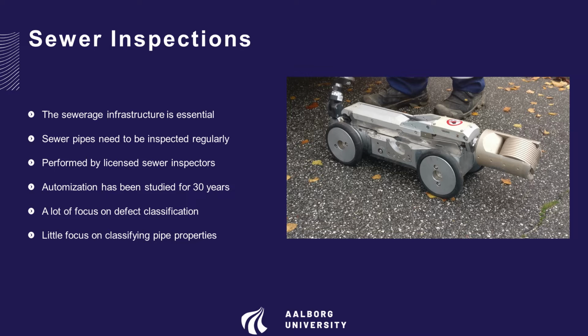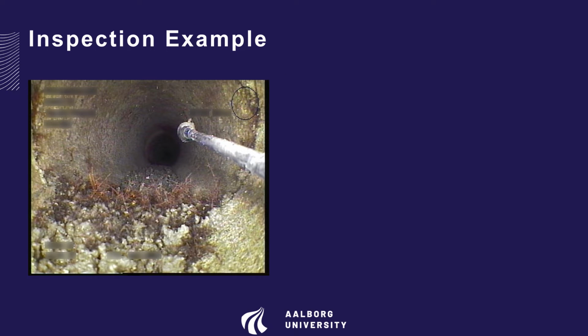While the defect classification task has been given a lot of attention, classifying sewer pipe properties such as pipe materials and shape has not been given any attention, even though they are necessary in order to determine the pipe's deterioration level. As an example, look at this image from within a sewer pipe.